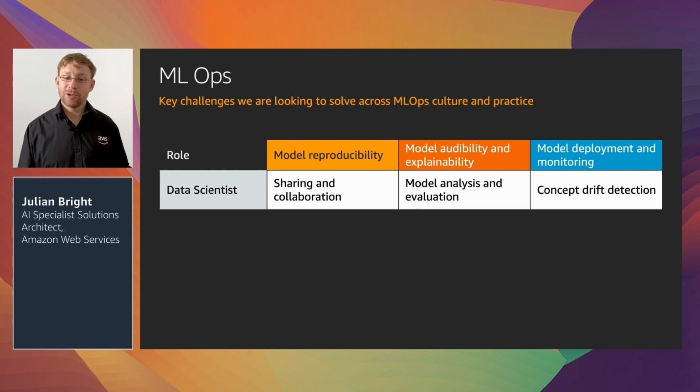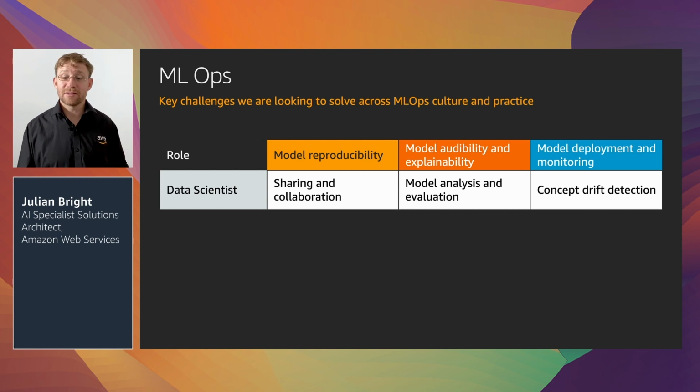So if we talk about MLOps as a key challenge, and then we overlay these roles that we saw in the earlier slide, let's talk about three key challenges. Those are model reproducibility, model auditability and explainability, and model deployment and monitoring. From a data science perspective, we talk about sharing and collaboration being important for reproducibility. That's where things like Jupyter Notebooks come into it. From auditability and explainability, we need good tools to look at model analysis and evaluation.